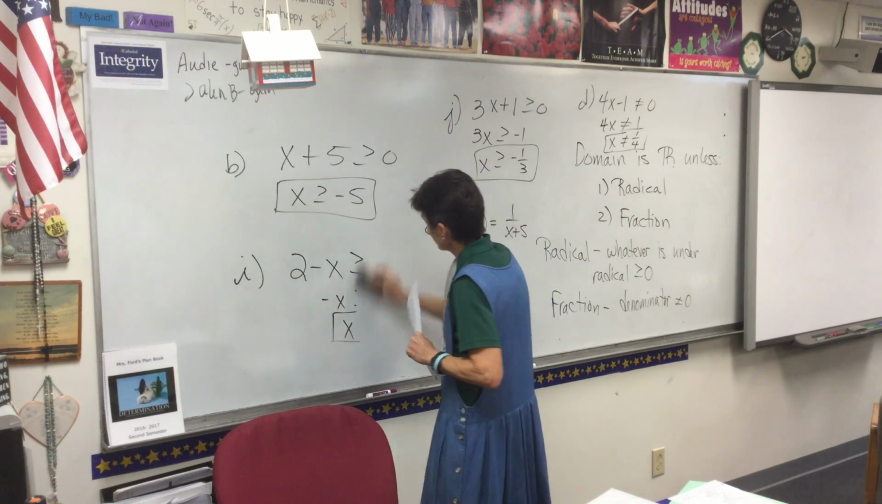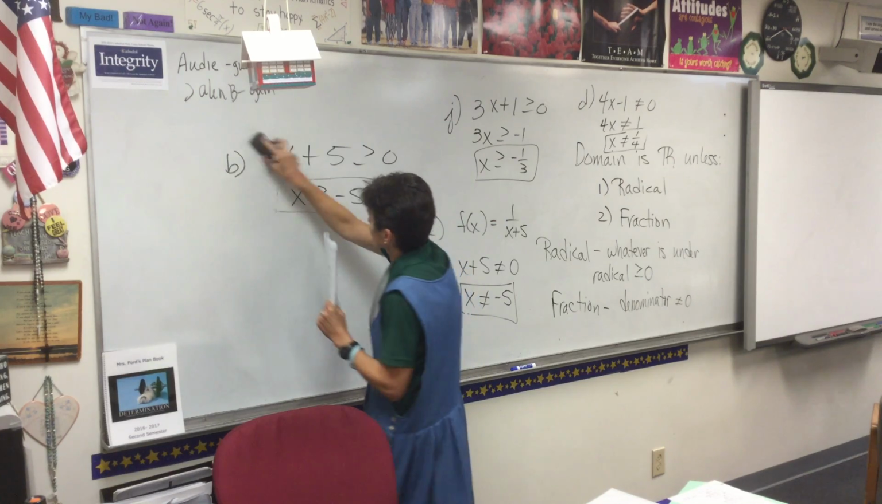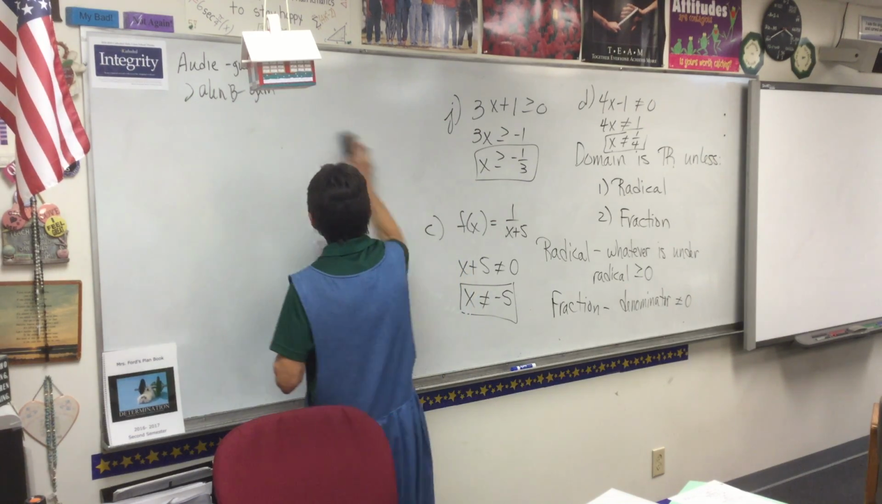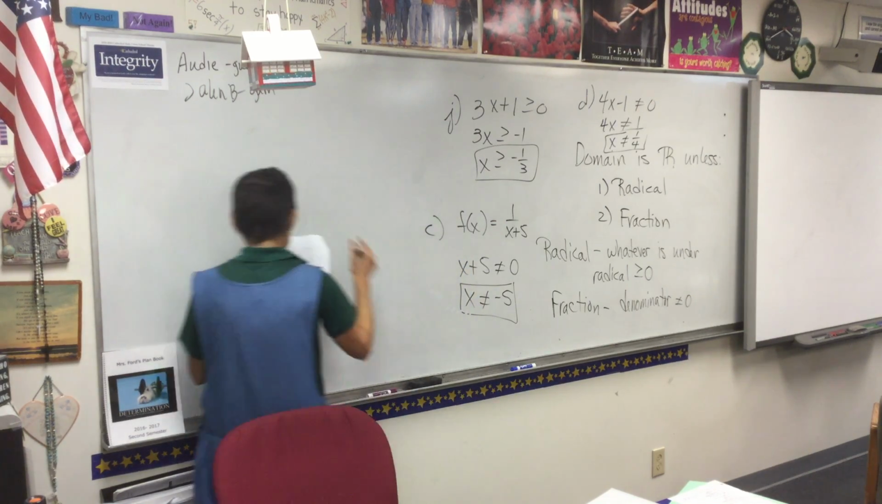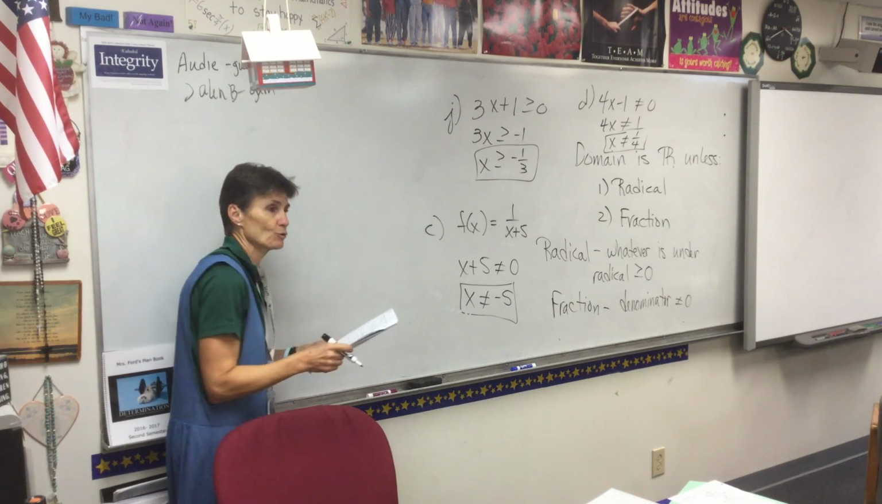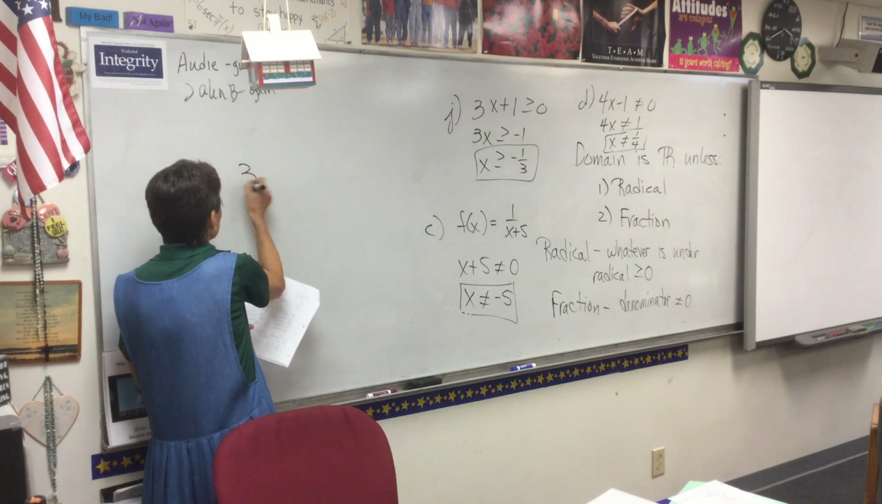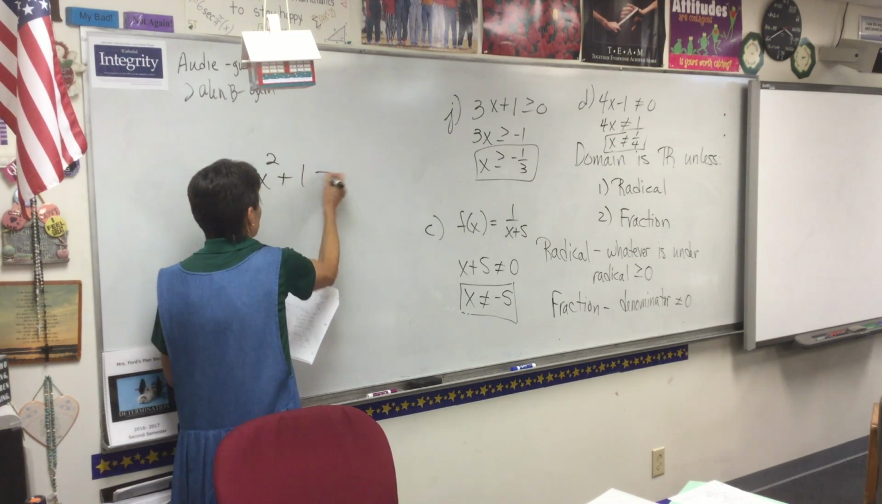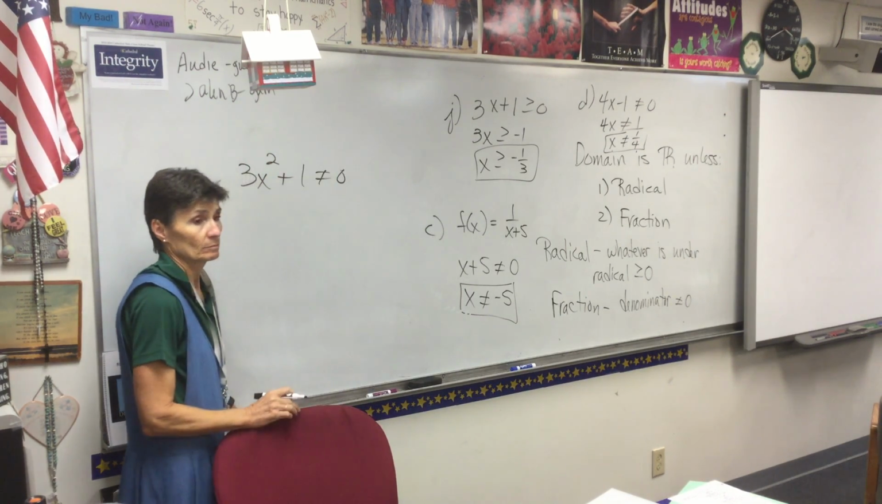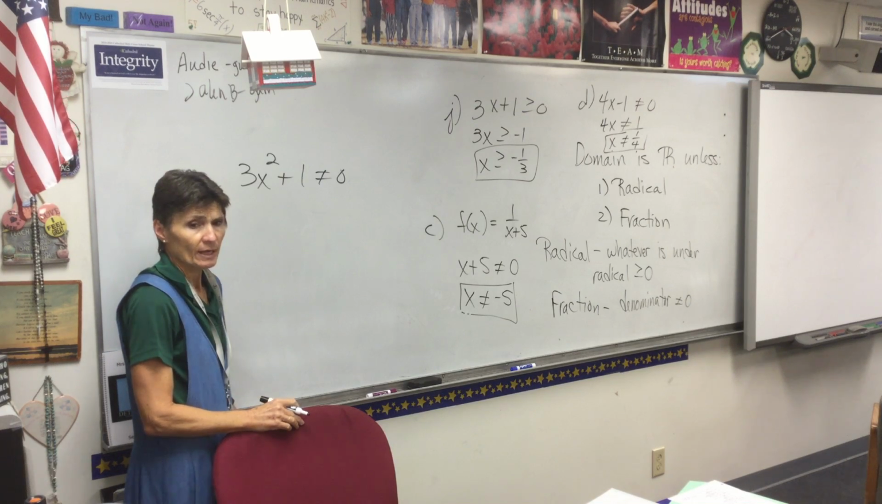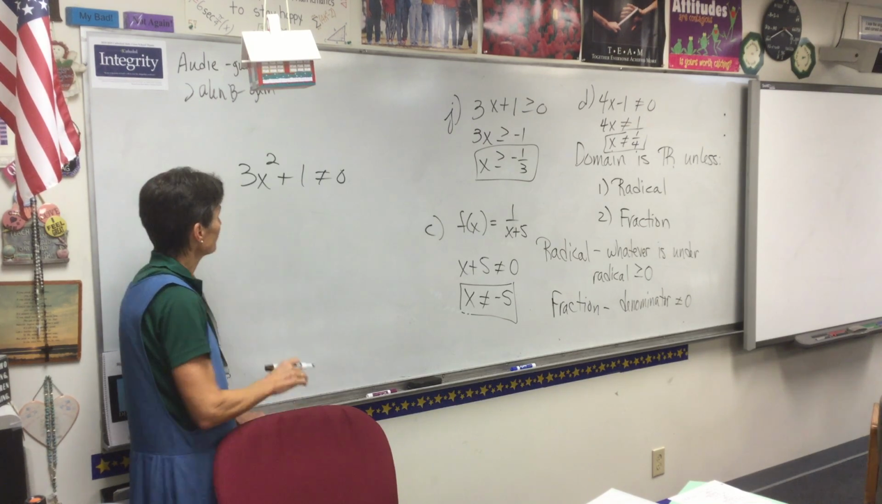E is a trick problem. It's a fraction, so the denominator cannot equal 0. Okay, let's solve this. What happens when I solve this?